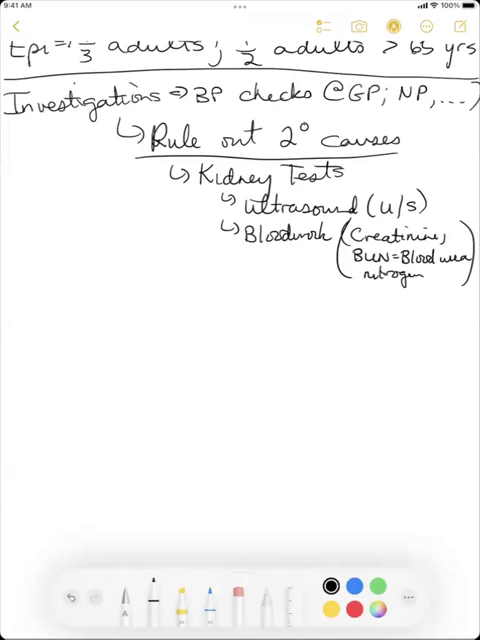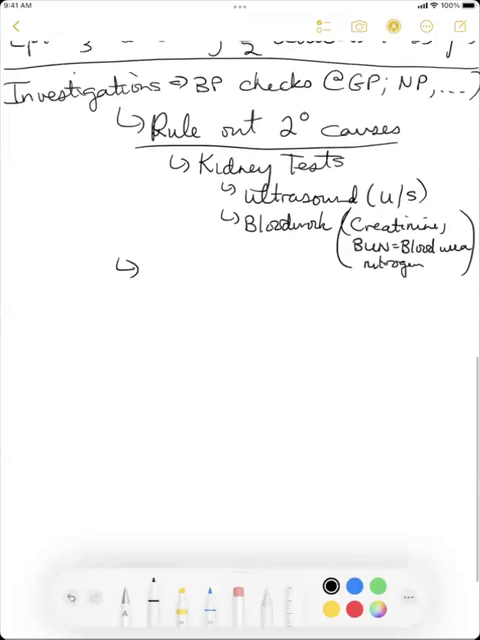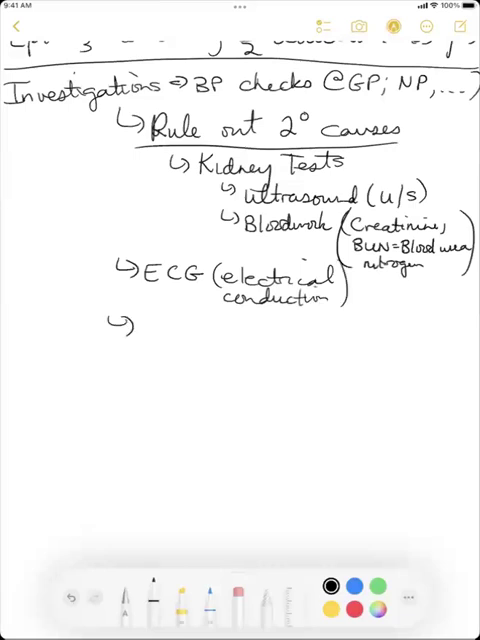We'll also do some heart tests to look at the effect of the high blood pressure on the heart and to rule out any cardiac problems. There are 2 tests that we generally do for people with high blood pressure. We do an ECG, which is checking the electrical conduction within the heart. And we do something called an echocardiogram.